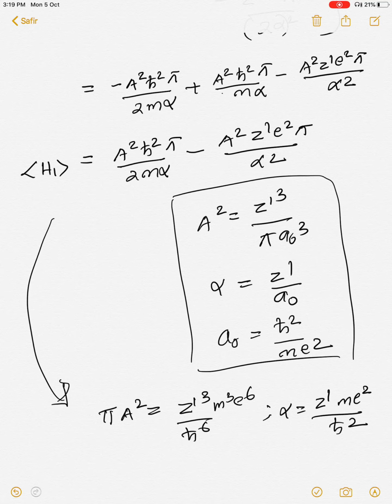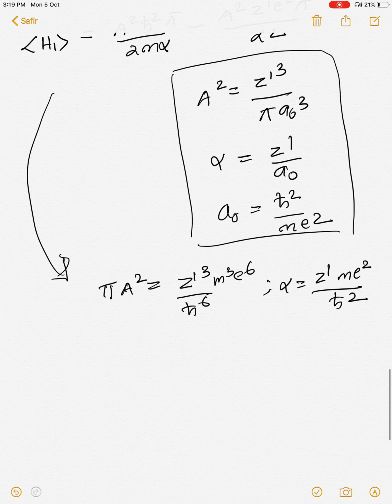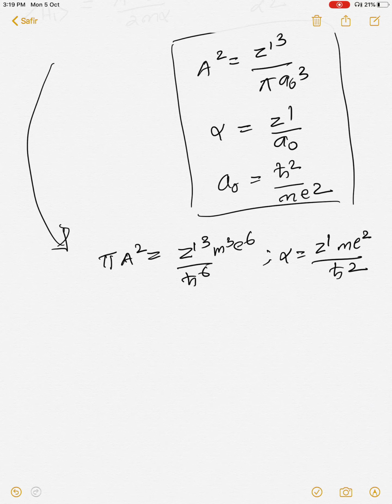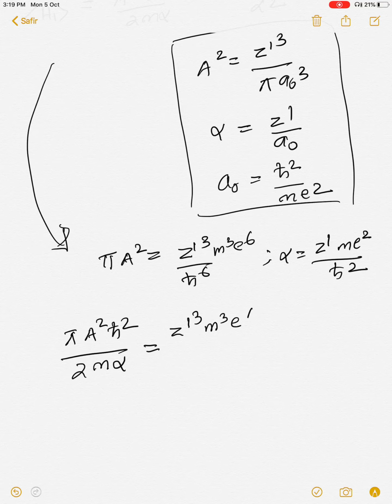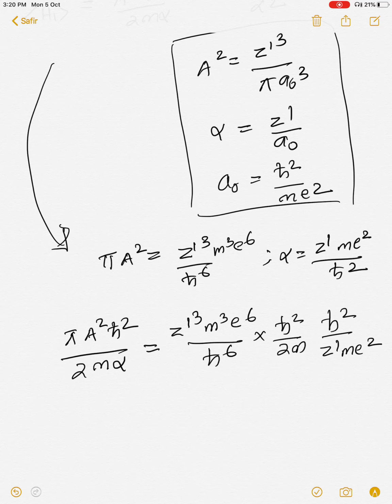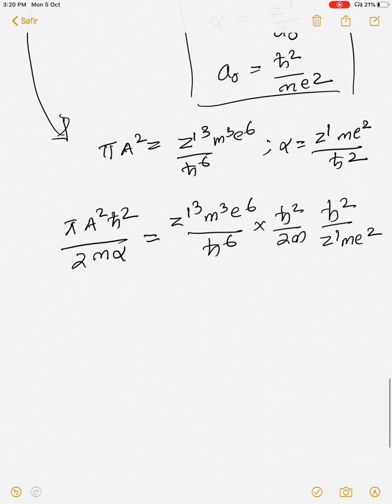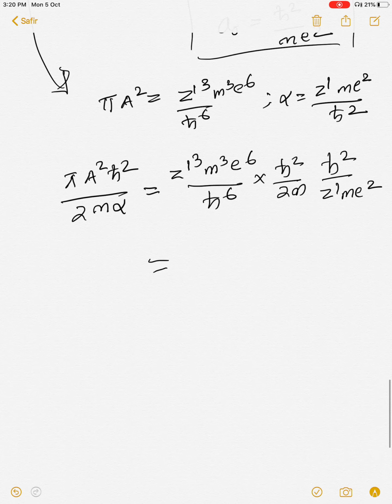Now I am going to find pi a square h cut square by 2m alpha. I am just substituting this whole thing here: cube m cube e power 6 by h cut 6, into h cut square by 2m, into h cut square by z prime m e square. So this is just rearranging this equation.